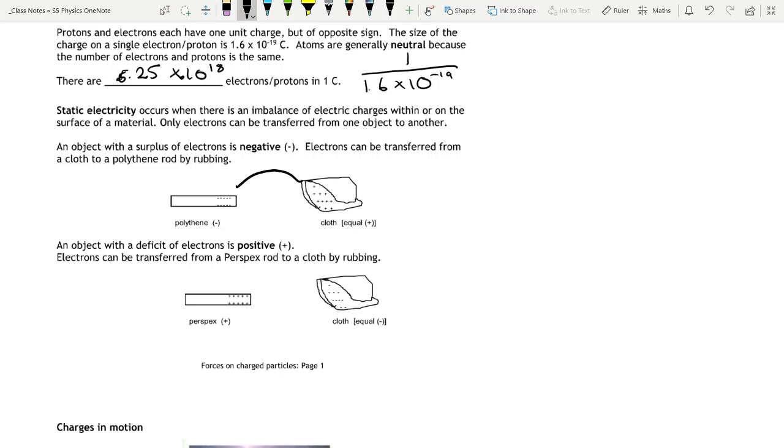So arrow and electrons. The shorthand for electrons is e with a little minus next to it. So polythene always becomes negative. Perspex becomes positive. So an object with a deficit of electrons, so that means it hasn't got as many electrons, is positive. So electrons can be transferred from a perspex rod to a cloth by rubbing. So the electrons in this case go away from the perspex and towards the cloth. The cloth ends up negative. Okay.